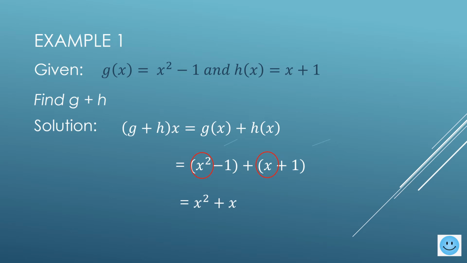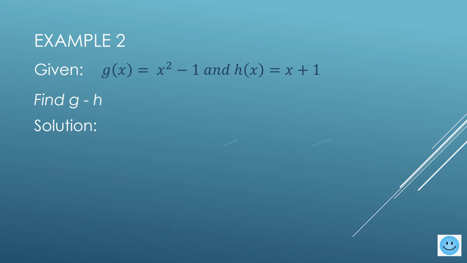So what happened to negative 1 and positive 1? If you notice, they have different signs. So for different signs we subtract. When we subtract negative 1 and positive 1, that is equal to 0. So we will not write 0 anymore. Therefore, our final answer is x squared plus x.